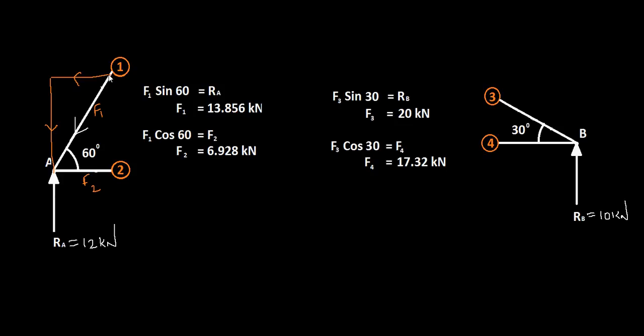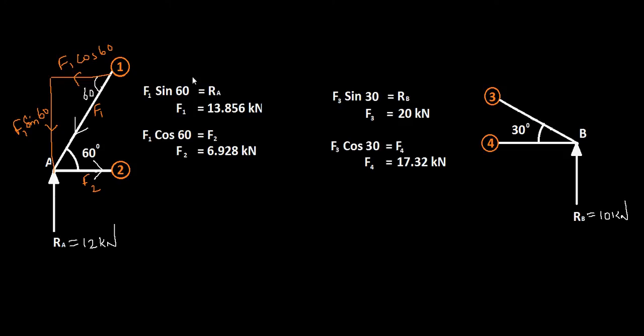And because this is acting towards the negative x direction, for horizontal equilibrium you should have F2 acting in the positive x direction. So the equilibrium equations will be Ra equal to, you have this angle 60 because this is 60, and your sides are, this is F1 cos 60, F1 sin 60. So Ra equal to F1 sin 60 and F2 equal to F1 cos 60.